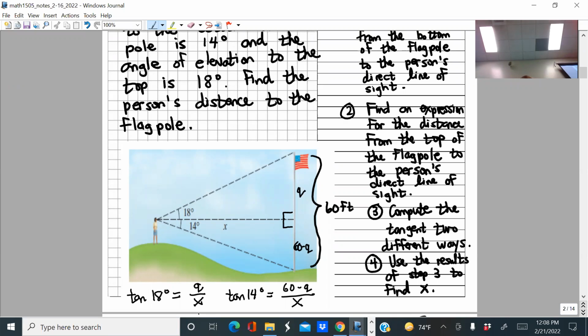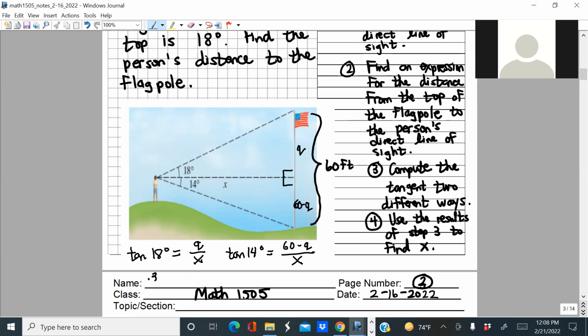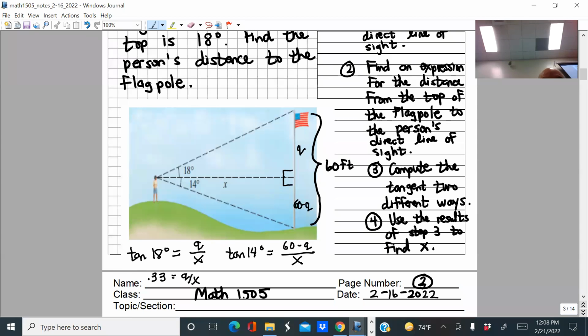So now we have a chance for finding X. Now the question is, how do I do that? All right, so here's how. Look, first, these are not unknowns to us, right? We know what the tangent of 14 and the tangent of 18 is according to the calculator. So let's fill that in. What is the tangent of 18? A couple of decimal places is plenty. About 0.33, okay, is equal to Q over X, right?